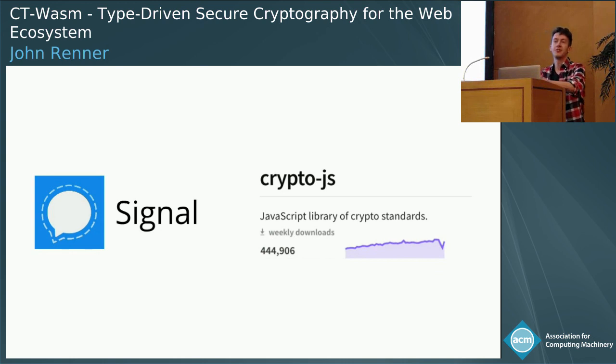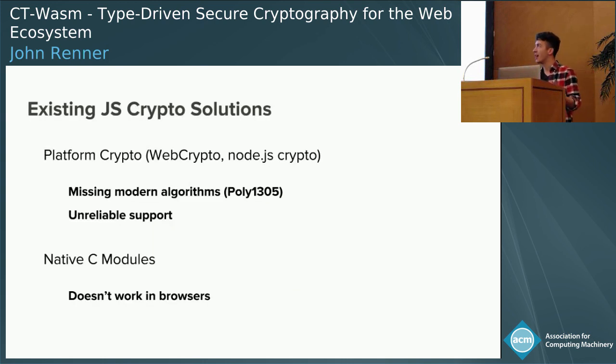But we can't entirely just fault the developers and say, oh, well, you just shouldn't have written it in JavaScript. They don't have a lot of great choices. There are some. They could use the platform-provided crypto primitives, which are Web Crypto on the front end and Node.js crypto on the back end. Note that they're different, and you can't share your code across them.